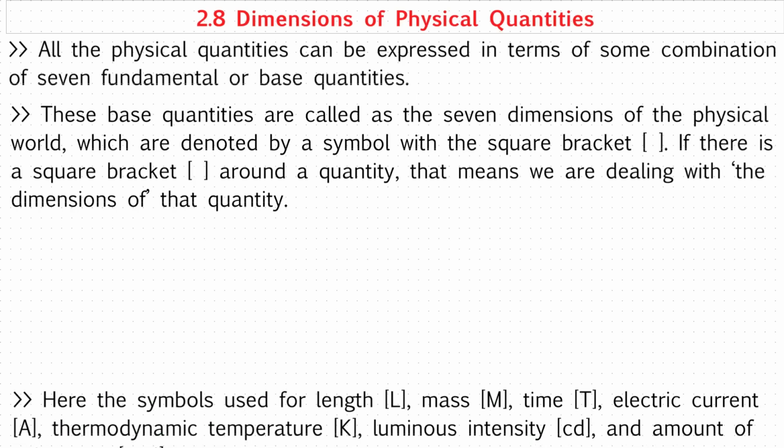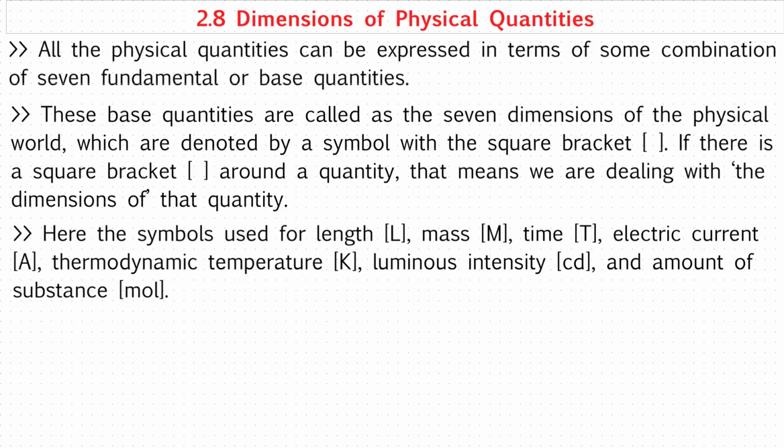Now let me show you the symbols that are used for these physical quantities while using them as a dimension. For length, it is L written in a square bracket. For mass, capital M is written in a square bracket. For time, capital T. For electric current, capital A is written in the square bracket. For electric current, I is not written; capital A, that is for ampere, is written.